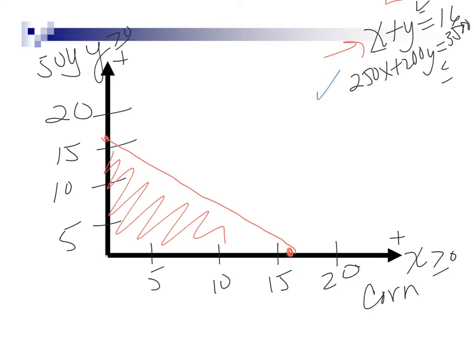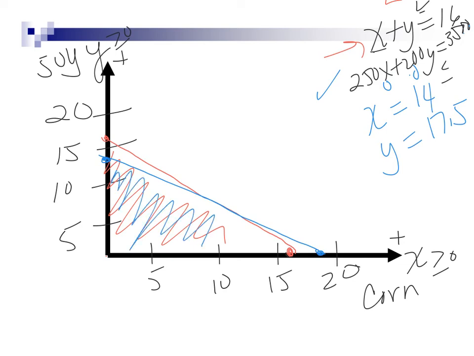All right, for my next one, I've already found my x-intercept and my y-intercept. My x-intercept for this one is 14 and my y-intercept is 17.5. So I'm going to plot those points, 14 and 17.5, and I connect those. And if I plug in a test point, 0, 0, 0 is less than or equal to 3,500. So for my blue one, I shade underneath here.